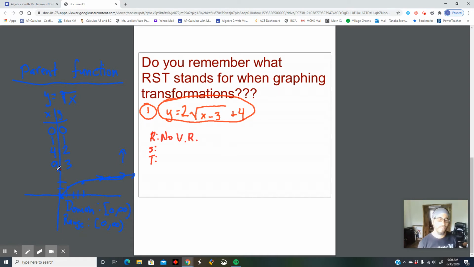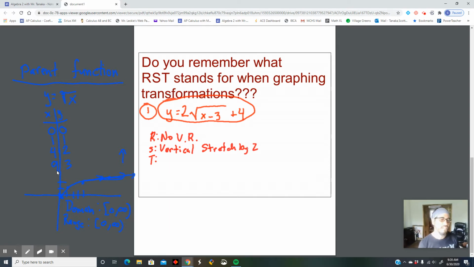Why no vertical reflection? Because there's no negative on the outside. Remember, anything on the outside will affect it vertically. That 2 is on the outside, and it's 2 times, so that's going to be a vertical stretch. Why is it a vertical stretch? Because that number is bigger than 1. So that is a vertical stretch by 2.